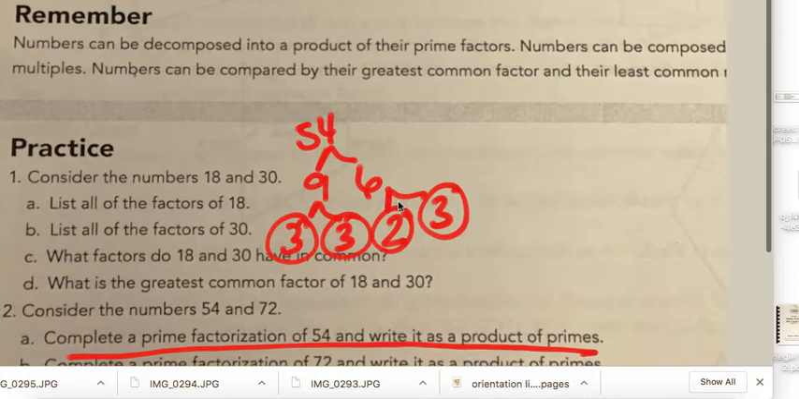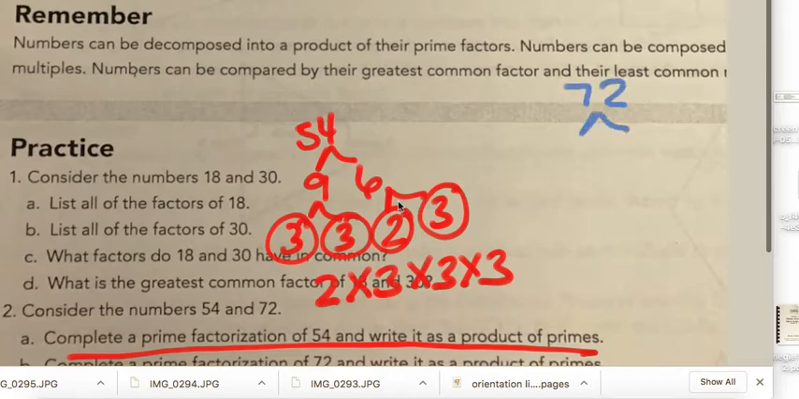So if I was writing it as a product of primes, I would write it as 2 times 3 times 3 times 3. Then they also ask you to do 72. So I'd write what equals 72. You could do 12 times 6 or 9 times 8.